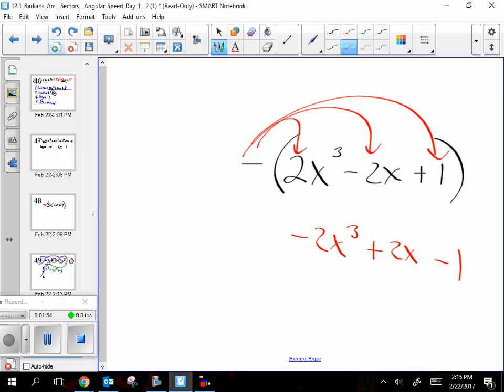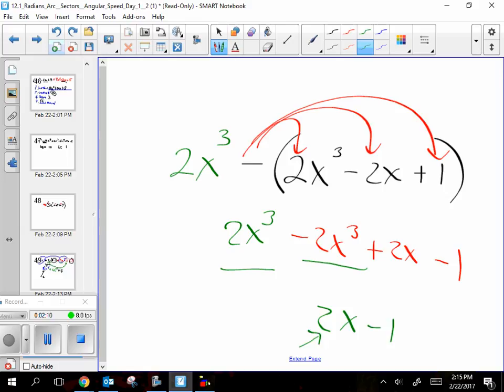So if I had another, let's say they said 2x to the third here, I'd have 2x to the third and a minus 2x to the third, and they would cancel each other out because that makes 0. And all I'd have left is 2x minus 1, and that would be a binomial with 2 for the lead coefficient, and its power, or its degree, is 1.